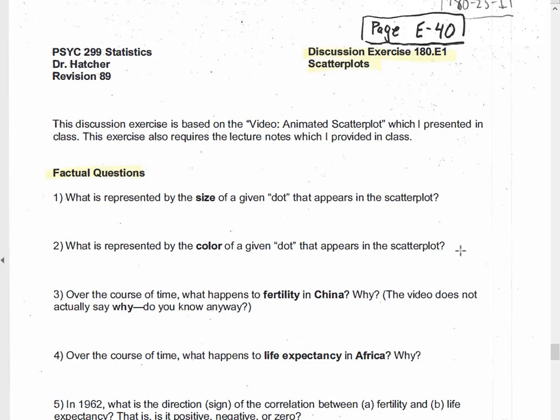I decided this one I would give to you because in truth this is an old video, and depending on what kind of screen you're looking at it on, you may not be able to tell exactly what the different colored dots represent. So this one I'll give to you. What's represented by the color of a given dot in the scatter plot? It's the continent on which the country is located.